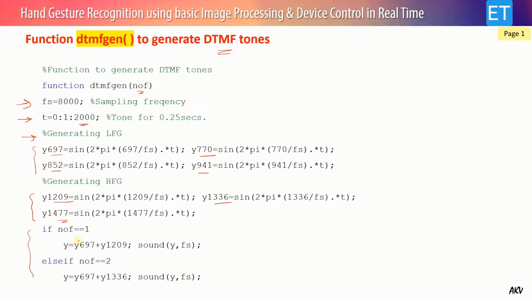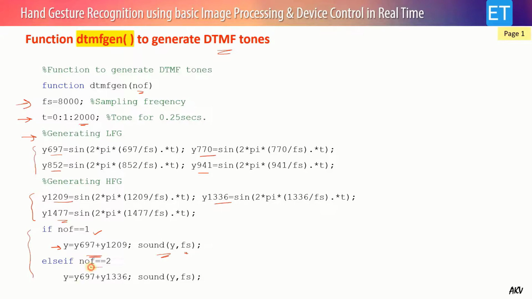Okay, so if the number of fingers is 1, I have to generate this sinusoidal combination of 697 and 1209 Hz. So y is the DTMF tone corresponding to the number 1. And with this function, sound(y, fs), where fs is your sampling rate, this is played via your computer's hardware.